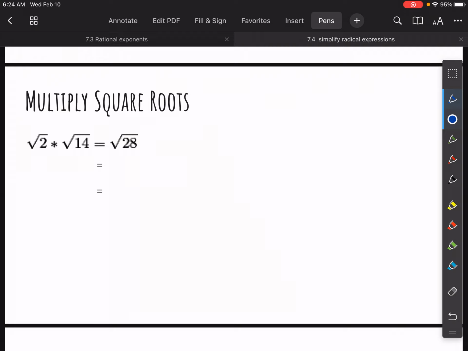We've kind of already talked about this, so I don't know why I made this a separate slide, but the square root of 2 times the square root of 14 equals the square root of 28. Are there any perfect squares in this? The answer is yes. 4 goes in, right? 4 is a perfect square. 4 goes into 28 7 times. This is the same thing as the square root of 4 times the square root of 7. Square root of 4 is just 2, so it's 2 root 7.